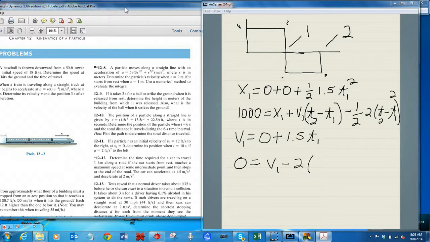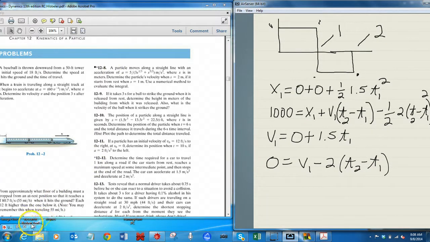What's the time? So it's going to be T2 minus T1. Now how many unknowns do we have? Four equations. Four. Could it be solved now? Yes. Do you want to use Mathematica?